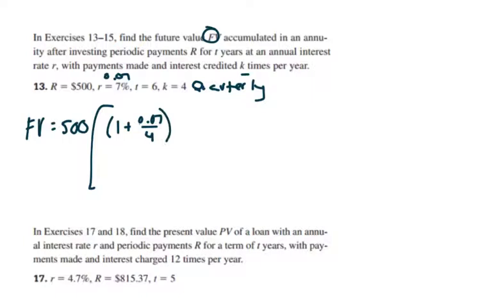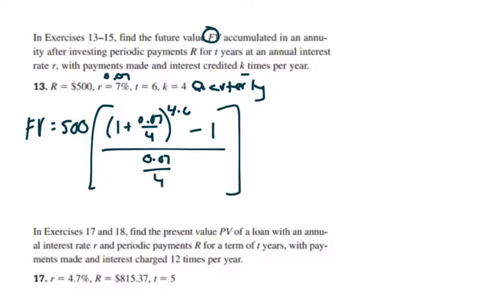Then bring that to the K times T, so 4 times a T of 6. That number will then subtract 1 and be divided by 0.07 over 4. Again, order of operations, definitely going to go inside these innermost parentheses there. So 1 plus the fraction of 0.07 over 4. That's going to be brought to the 4 times 6. To that 1.51, we'll subtract a 1. Then we'll divide that by the fraction of 0.07 over 4.